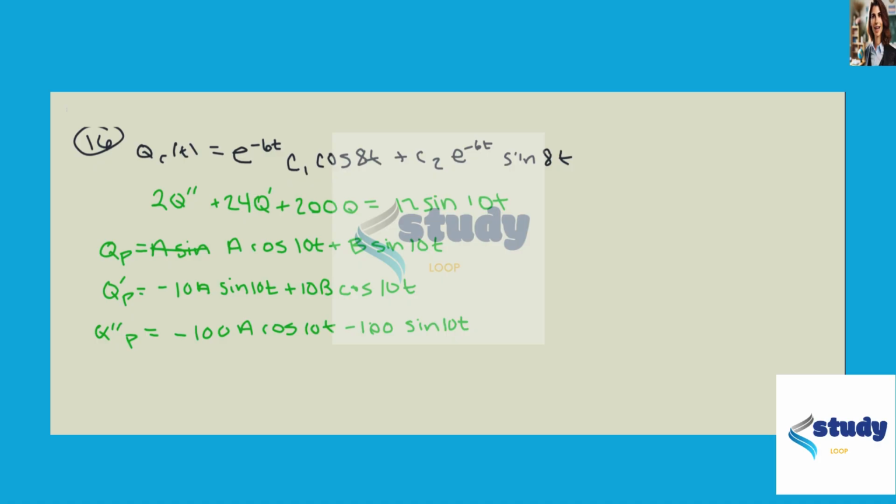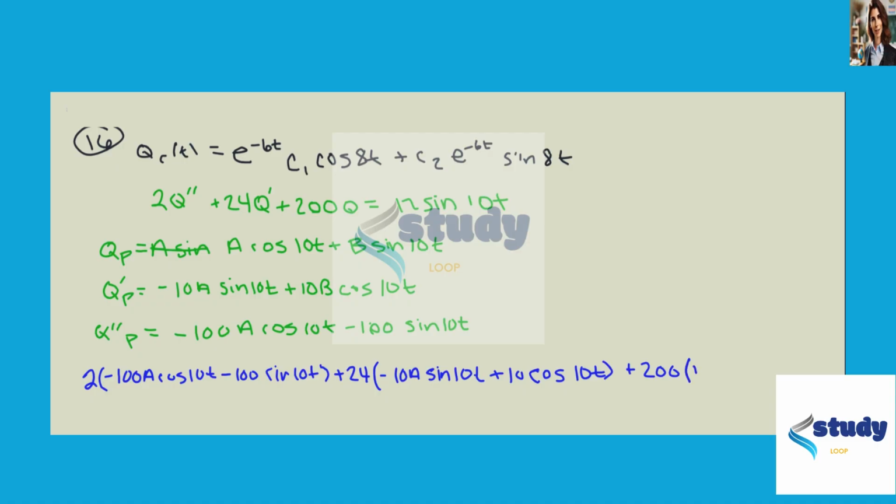Plugging that into my equation, I get 2 times Q double prime, negative 100A cosine 10t minus 100B sine of 10t, plus 24 times negative 10A sine 10t plus 10B cosine 10t, plus 200 times A cosine 10t plus B sine 10t.